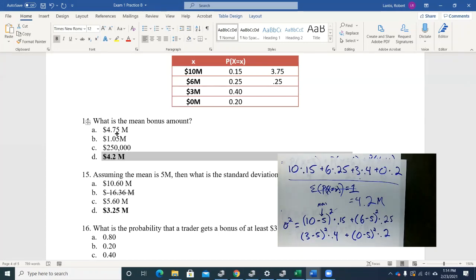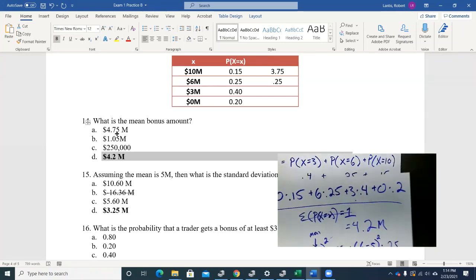Was it maybe a binomial problem? Okay, we'll actually do that next.